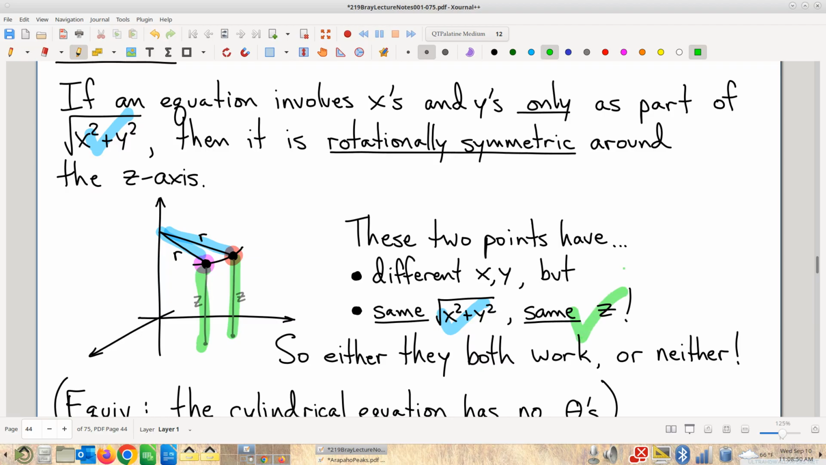The equation only depends on this expression of x and y, for which these two points agree, and z, for which these two points agree. So if either one of these points satisfies the equation, so does the other one. And if either one of these points fails, so does the other one. And so, therefore, all points that are rotations of each other either all work or they all fail. This surface is rotationally symmetric around the z-axis. Does that make sense to everybody?